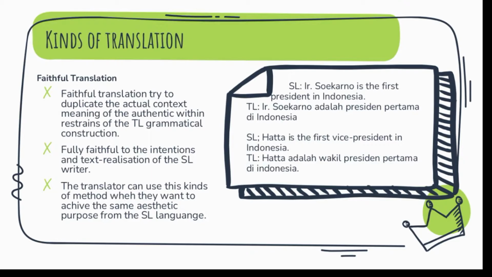For example, the source language is Soekarno is the first president in Indonesia, and translated into the target language it becomes Soekarno adalah presiden pertama di Indonesia. You can see from the word structure and word order that it is typically the same. And the other example is Hatta is the first vice president in Indonesia. Translated into the target language, it becomes Hatta adalah wakil presiden pertama di Indonesia.